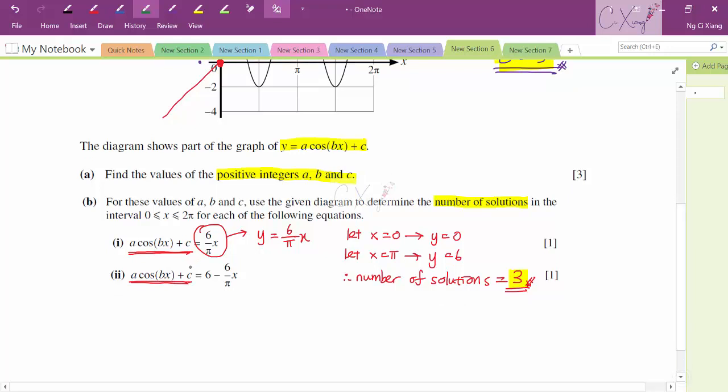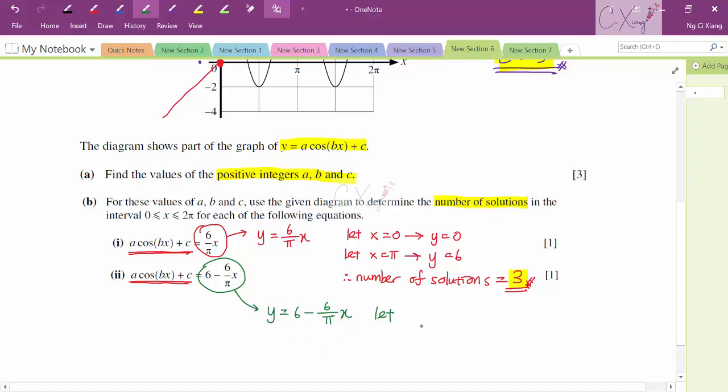Then we proceed to part B, number 2. Same thing happens here. The left-hand side is y equals the original graph that we have in the diagram. Now we are going to consider the second graph, which is y equals 6 minus 6x over pi. To sketch the line here, this is also a linear equation, right?